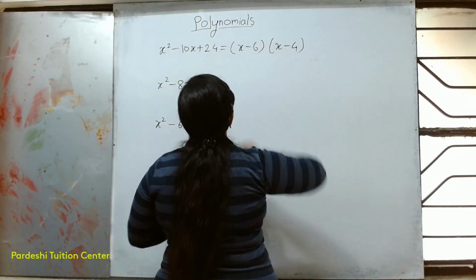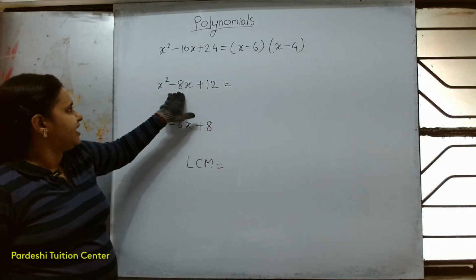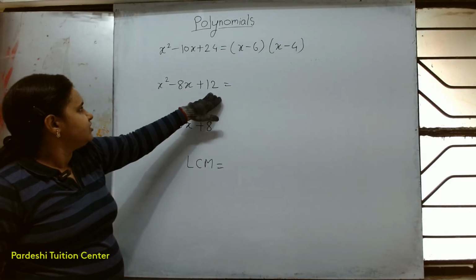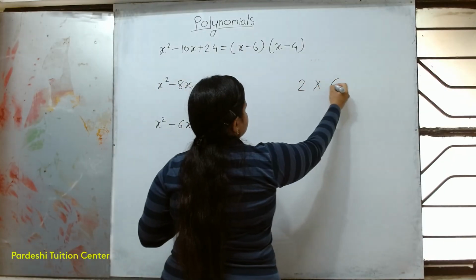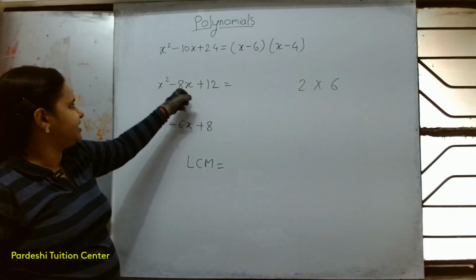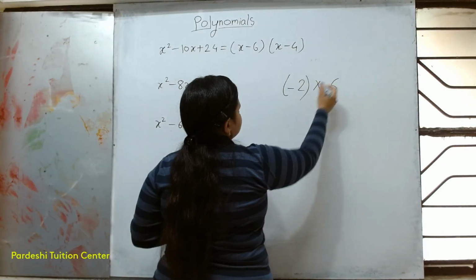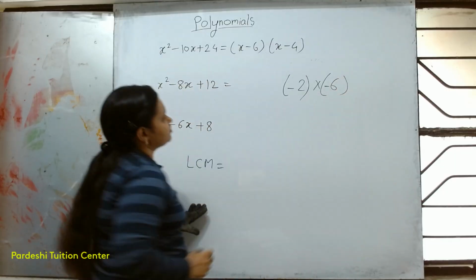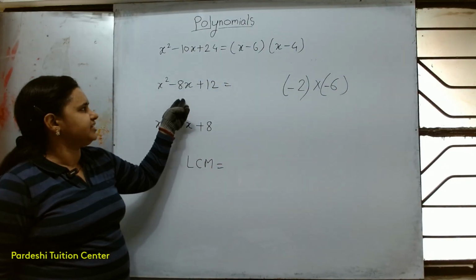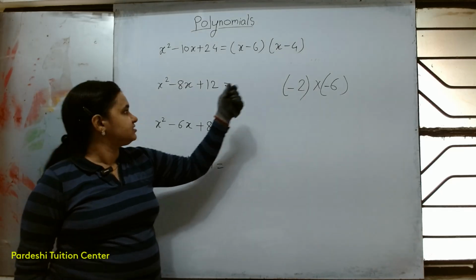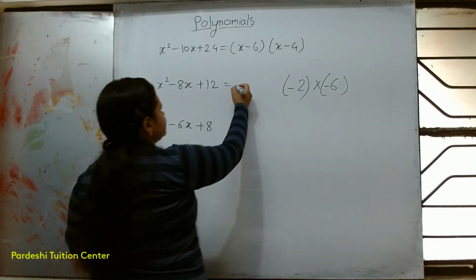Now again, for this, multiplication should be 12 and addition should be minus 8. So 2 6s is 12. Here it is plus 12, but here it is minus. So if we add minus to both numbers, sum is coming as minus 8. Minus 2 minus 6 is minus 8 and minus 2 multiplied by minus 6 is plus 12. So the factors are x minus 2 and x minus 6.